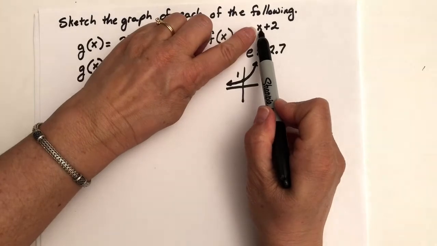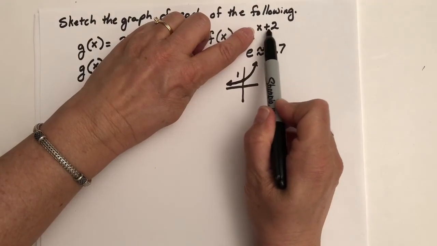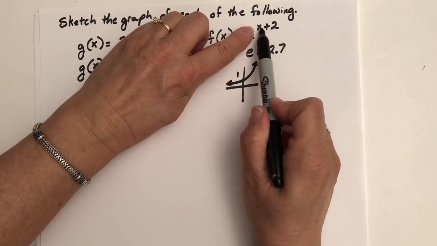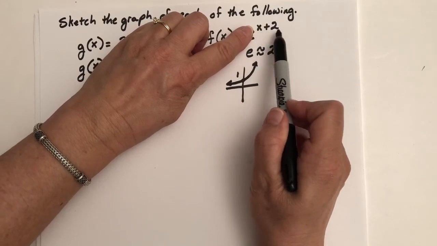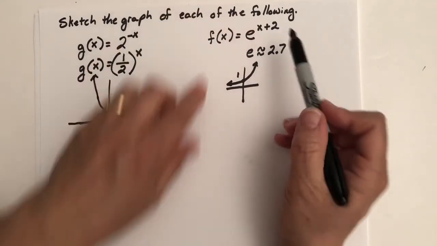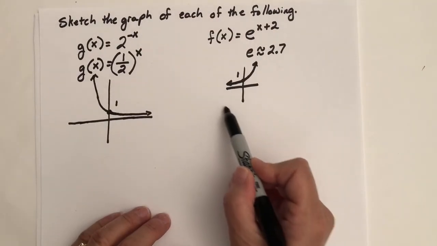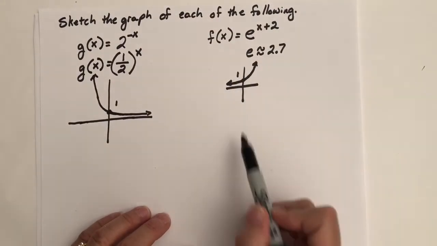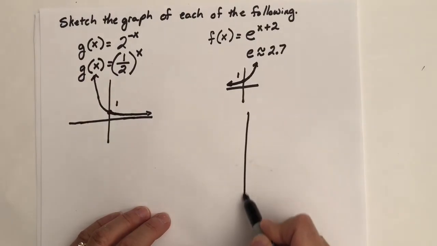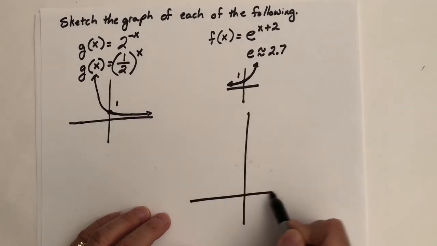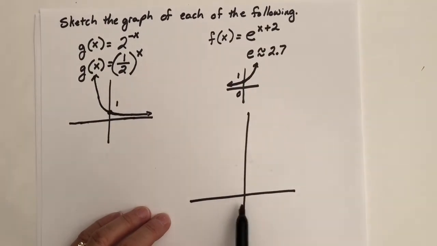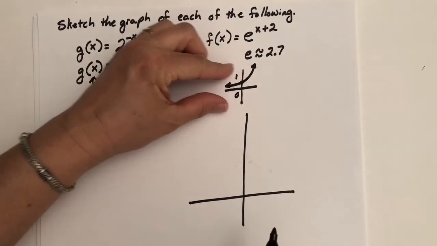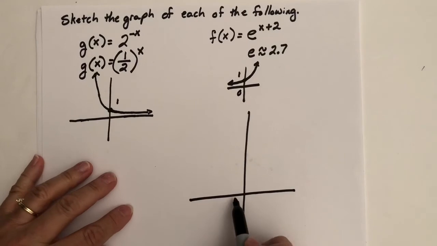And now notice we have an x plus 2. Remember, when 2 is added to the x when you're dealing with a function, that means we shift it left 2. So I'm thinking about this base graph being shifted left 2. Let's do it. Here's a key point. This point that was at (0, 1), let's pick this graph up and move it over 2 places to the left.